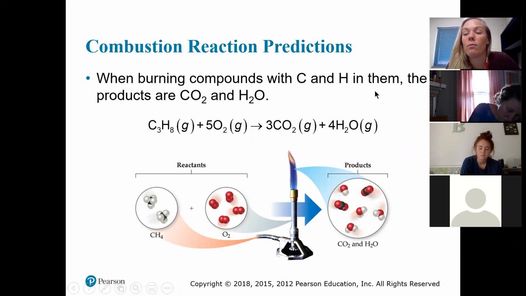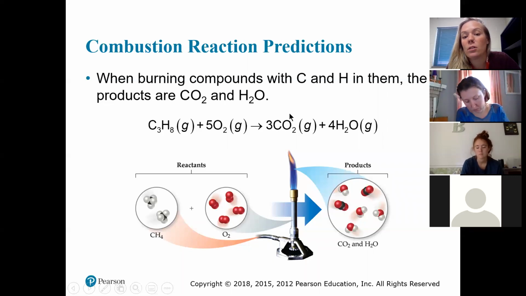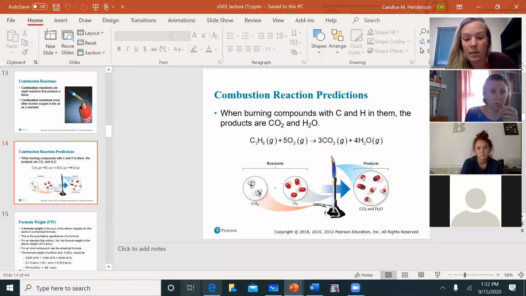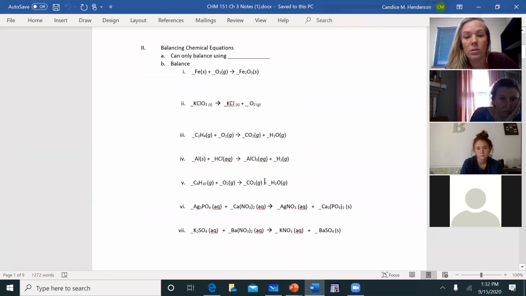So if I was to say, what are the products of a combustion reaction, or balance this equation, you would be able to come up with the correct products because you know that if you're combusting it, you're going to get CO2 and H2O. So here we've got propane mixing with oxygen to produce, again, CO2 and H2O. We go to that previous page. In the notes, there's a couple different combustion reactions.